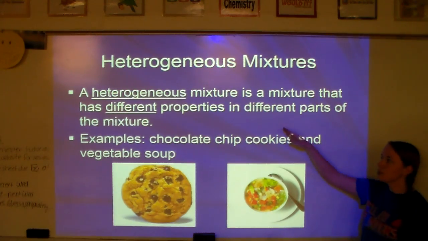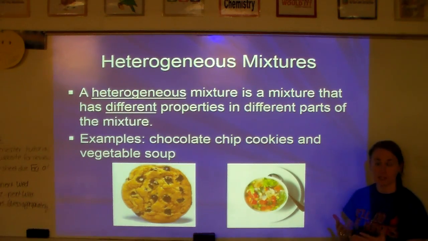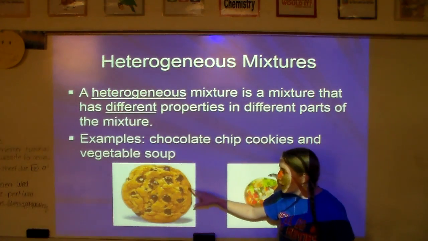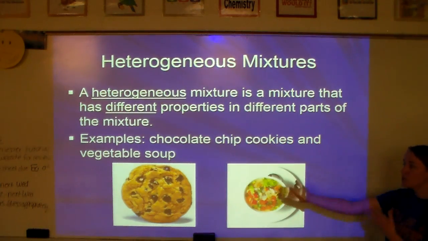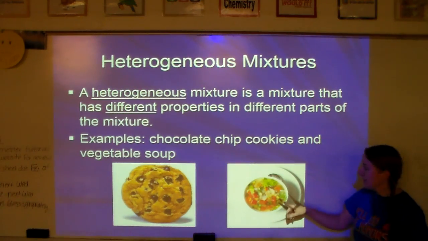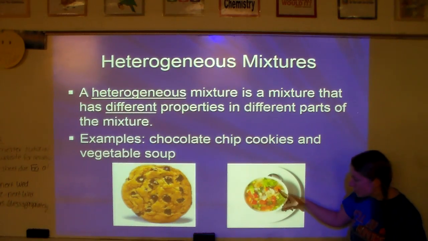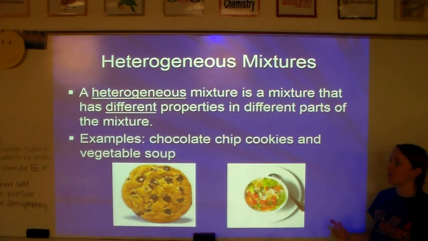And so in a heterogeneous mixture, when you look at it, you can actually see the different parts. Okay? So an example would be like a chocolate chip cookie. I can see where I have chocolate chips and where I don't. Okay? I can look at it and I can visually see the different parts. Another example would be like vegetable soup. Okay, again, I can visually see where some places it's just the broth, the juice. There's carrots in some places, tomatoes in some places, noodles in some places. I can see the different parts. Okay, so heterogeneous is a mixture that has different parts that we can visually see.